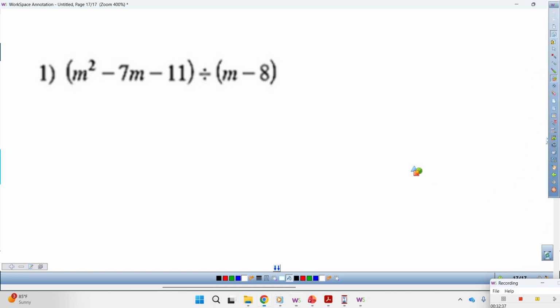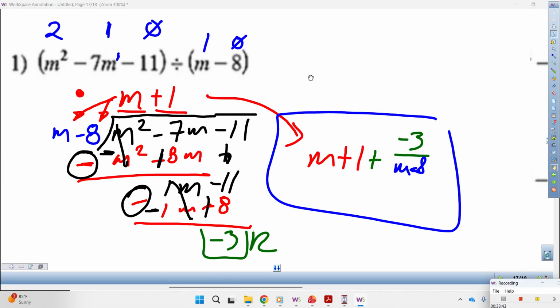All right. You should be able to do this one completely by yourself if you follow the process. I'll give you a head start. Once again, it's 3 simple steps. Once again, we have m squared minus 7m minus 11 divided by m minus 8. So I'll give you a head start. Go. Very similar to number 1. Just follow the process, your steps.